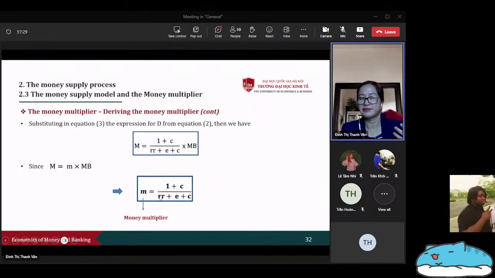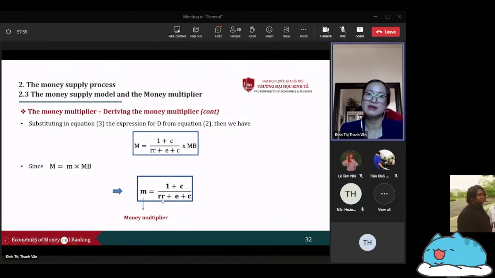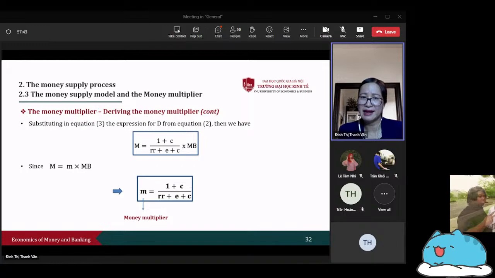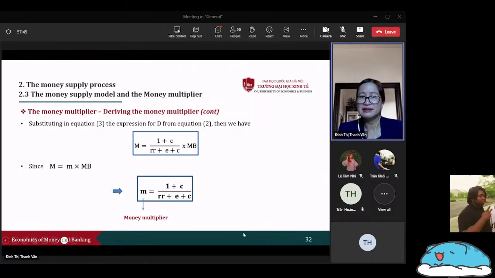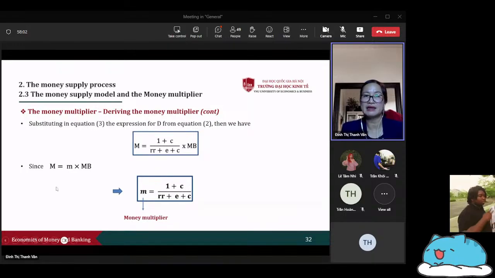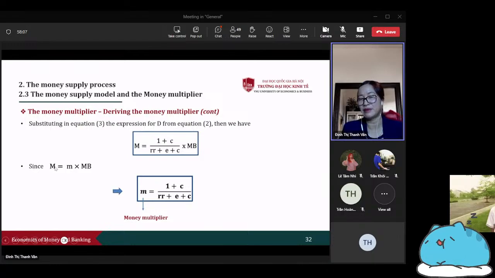RR is the required reserve that central banks require commercial banks to keep in their vault cash or at the central bank account. Okay, and E is the excess reserve here. And with E, if banks want to keep a higher amount of cash at their bank, then it will impact the money multiplier, and then in turn it will impact the money supply.